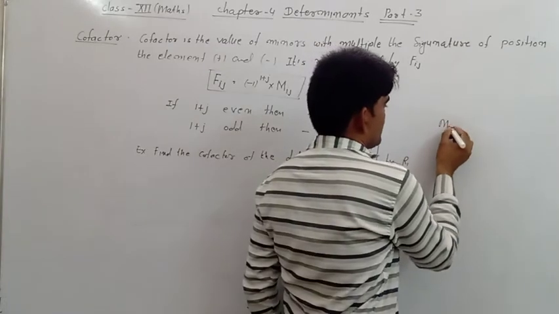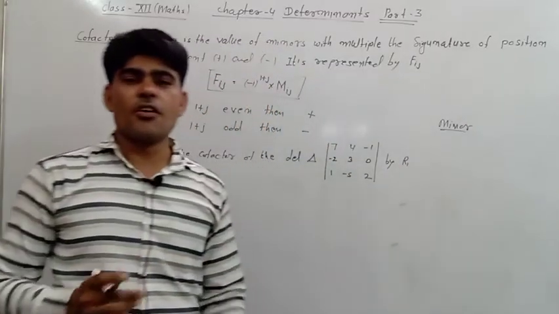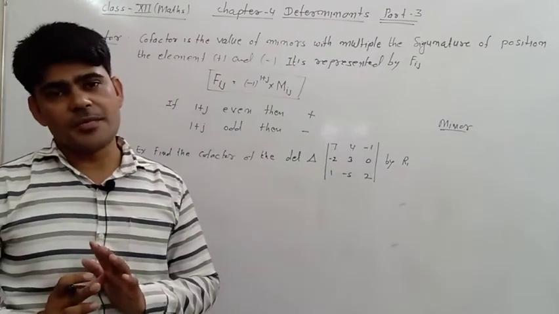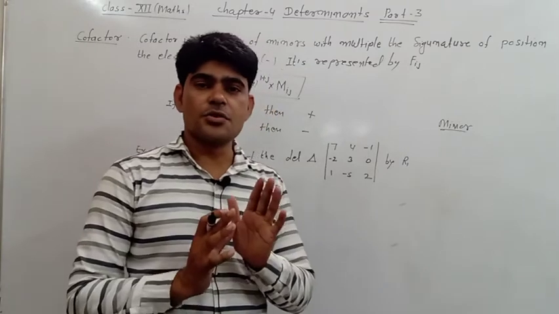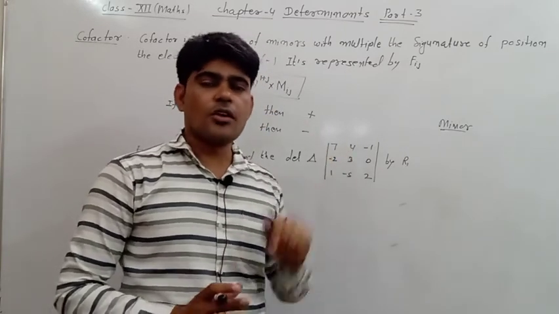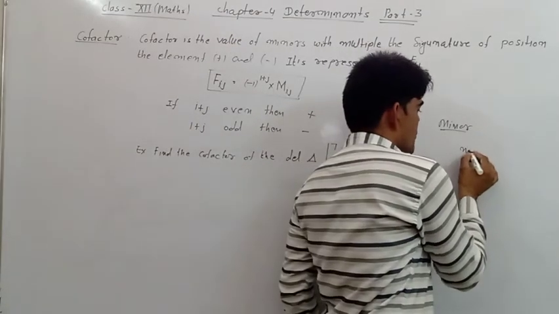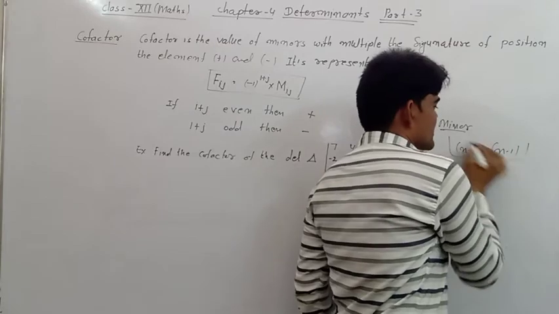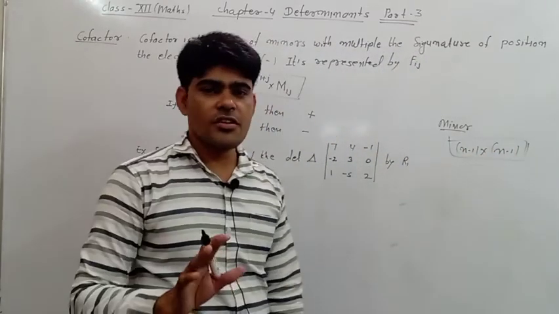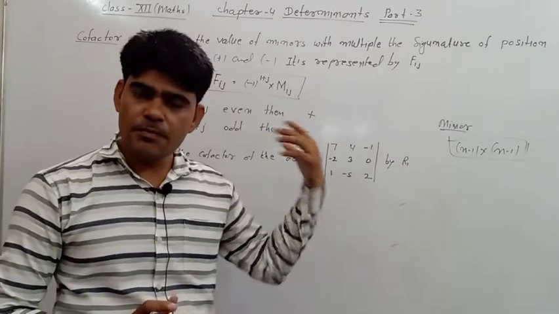What is the minor? Minor is the subdeterminant of the given determinant. If the order of the given determinant is n into n, then the order of the minor is n minus 1 into n minus 1. Mostly its order is 2 into 2.